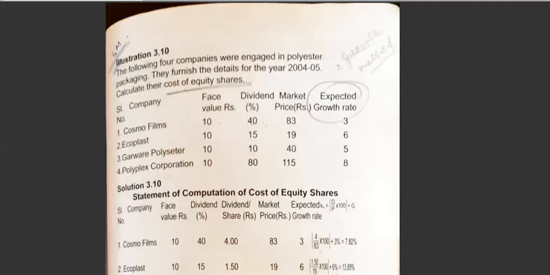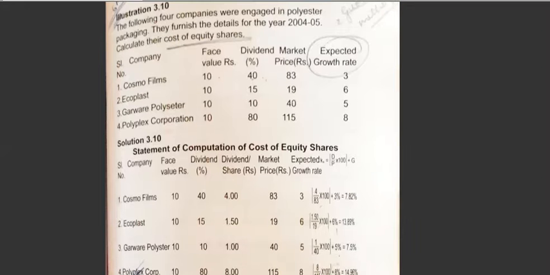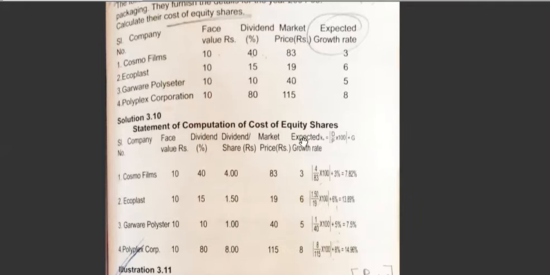This is the third problem wherein they have given you four companies together. You can draw a table and calculate the cost of equity. See here, the serial number, companies, face value, dividend percentage, market price and growth rate are all given in the problem. Now what we can do is prepare a statement of computation of cost of equity shares. In this case there are four companies.